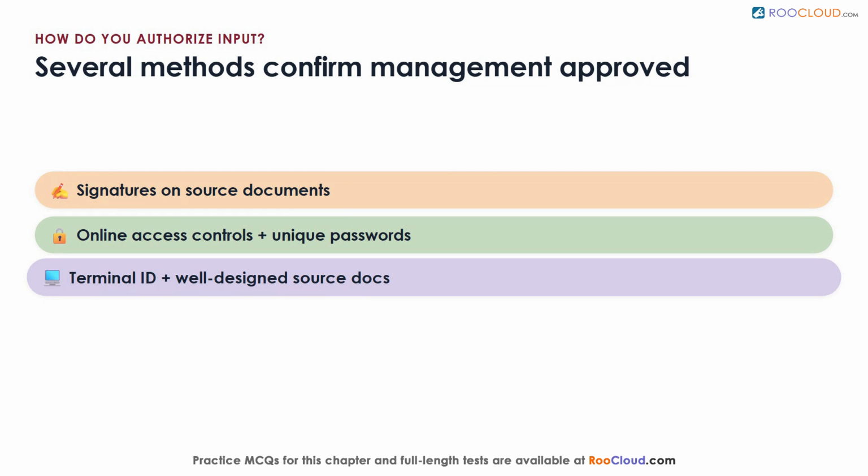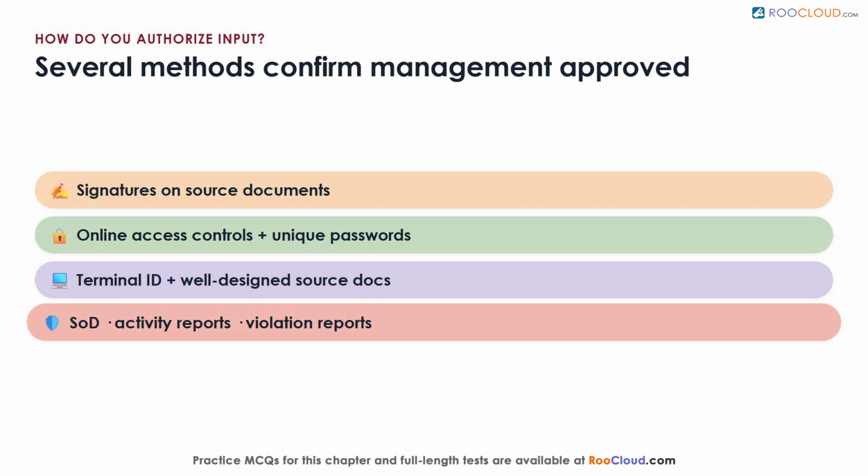Some accountability controls back all this up. Separation of duties keeps one person from owning the whole flow. Activity reports show who did what and when. And violation reports flag failed access attempts for review.